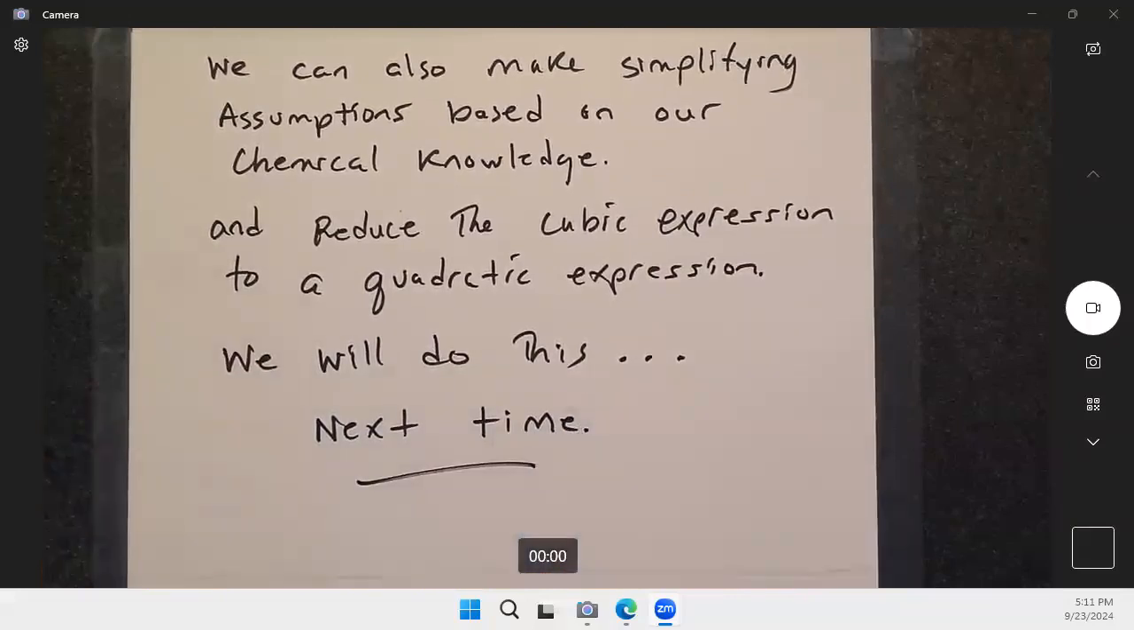Next time. We'll stop there for today. We'll pick up on Wednesday and look at these simplifying assumptions that we can make so that we can set up and solve a weak acid problem, place it in the context of a quadratic, and then follow along with some of the things that we've already done.